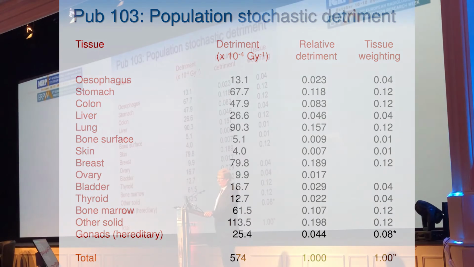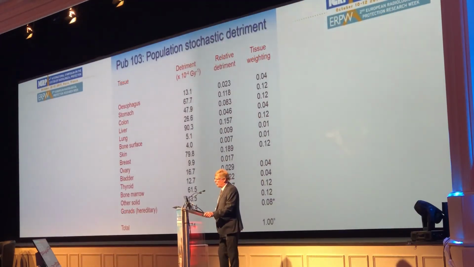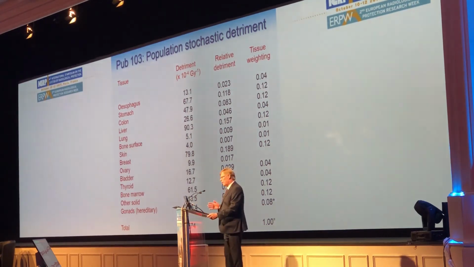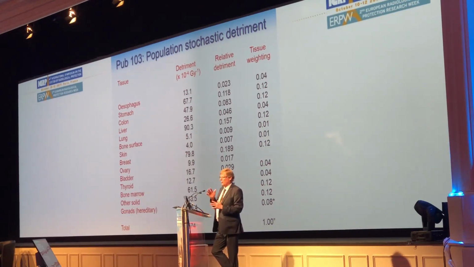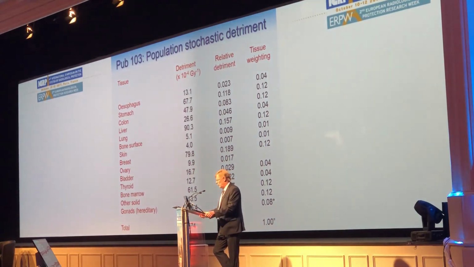What this shows is stochastic detriment risk per grey to a range of organs and tissues. These are age, sex, and population averaged values. They come initially from incidence data from follow-up studies of the survivors of the A-bombs at Hiroshima and Nagasaki. So we start with cancer incidence data, and then that is transferred across populations and then averaged over 7 populations, including the original Japanese population.